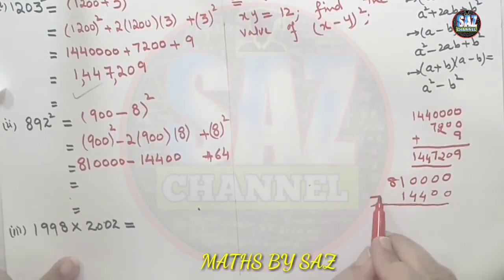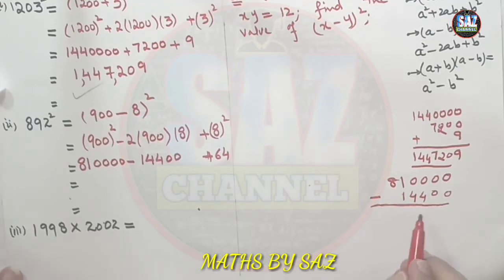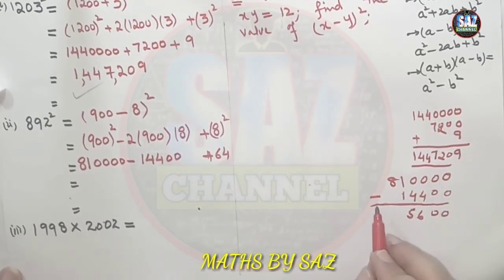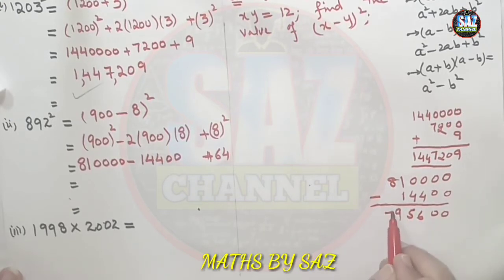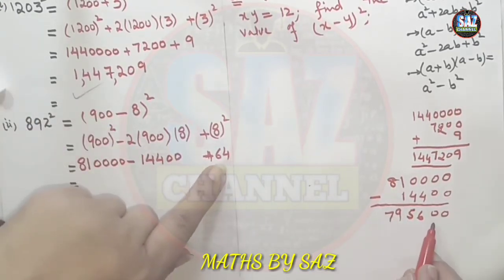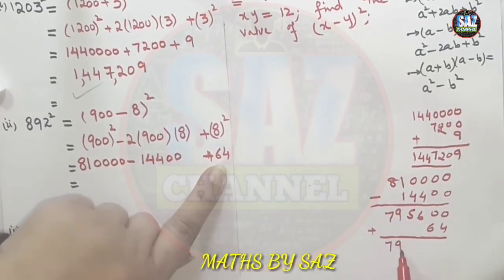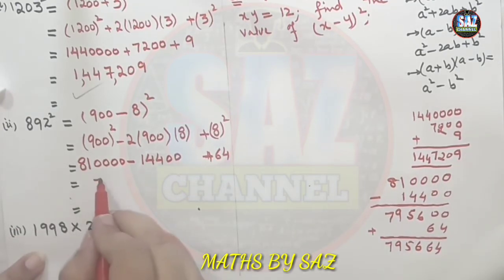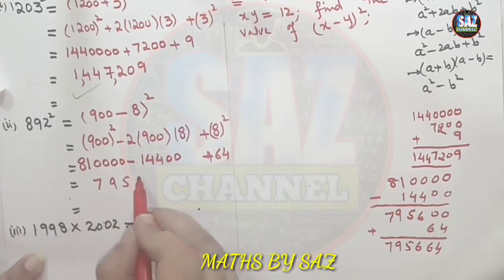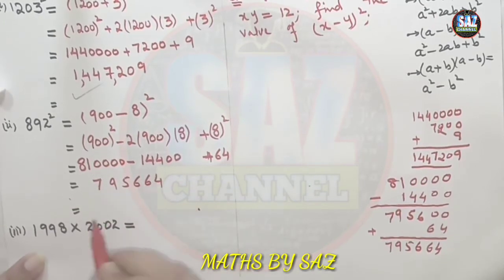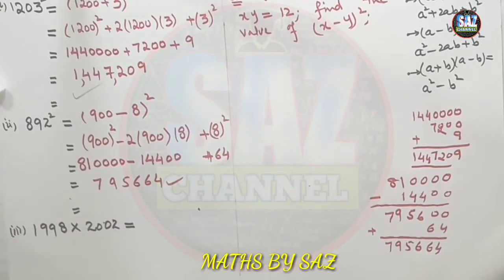Is that okay? Subtract it carefully, and my answer will be 0 minus 0 is 0, 0, 10 minus 4 is 6. Here I am left with 9 minus 4 is 5, and then I am left with 9 and 7, and then I have to add up this 64. So my answer will be 795,664. So this will be the answer. I hope you have understood the question. Let's move to the next question.